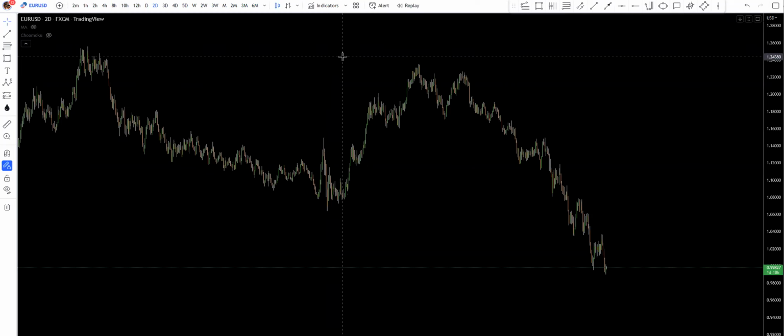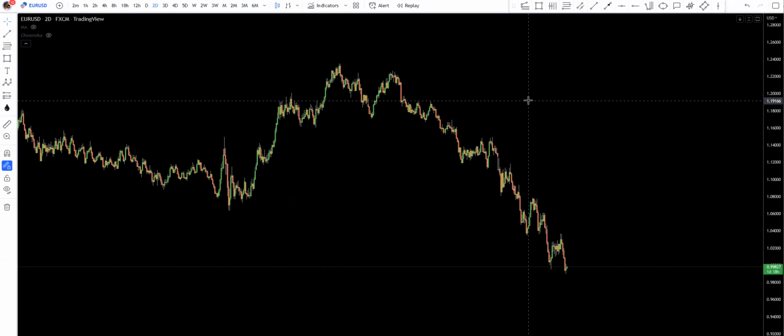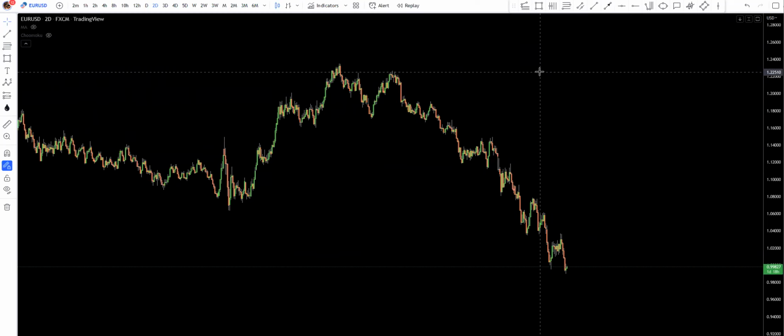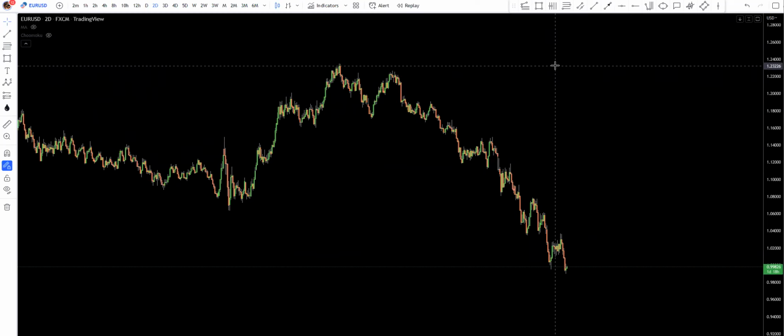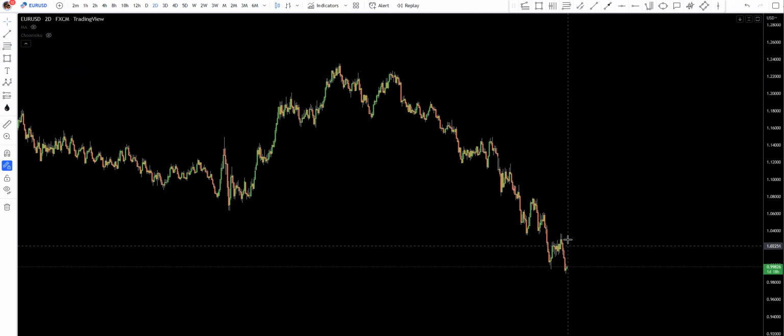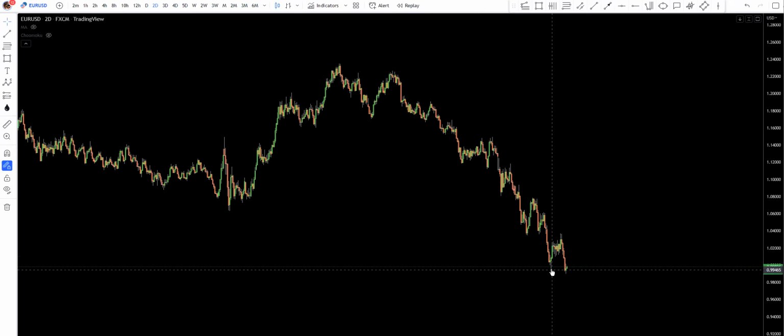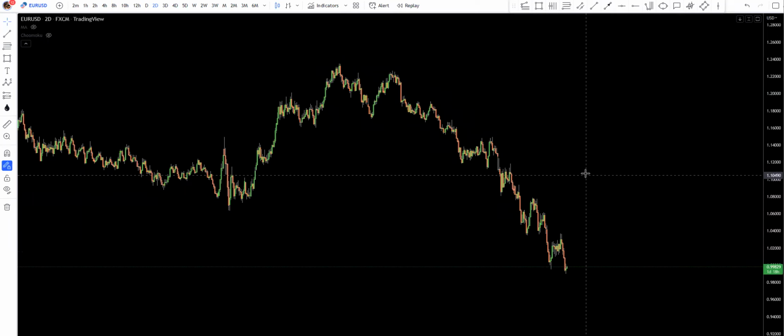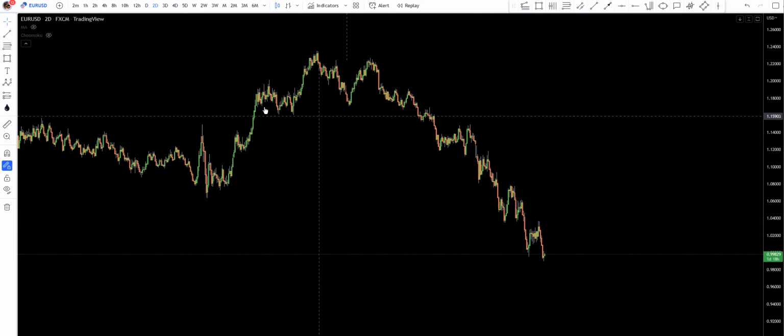Today I thought I would talk about the euro dollar wave count, just an update to the wave count. We were looking for the sells, and we got the sells. If you check it on TradingView, you see that this move has broken the low. It's now below $1. It's just hovering around it anyway. So what's the wave count for this at the moment?